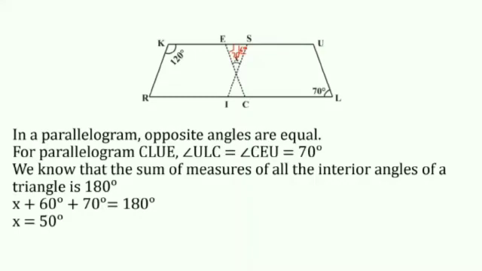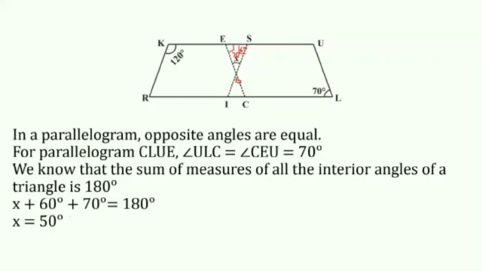Suppose if I am writing O over here, this point of intersection, then for this triangle OSE you can see, we'll be using the angle sum property. So X plus 60 plus 70 is equal to 180 degree. So X is equal to 50 degree.